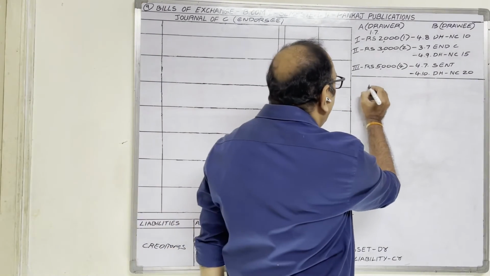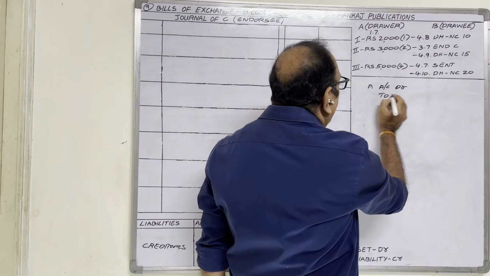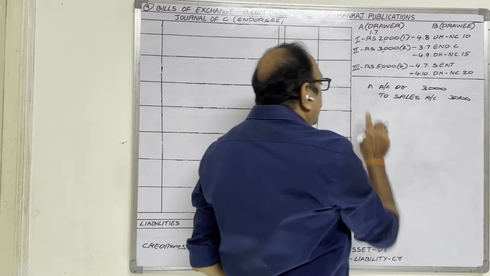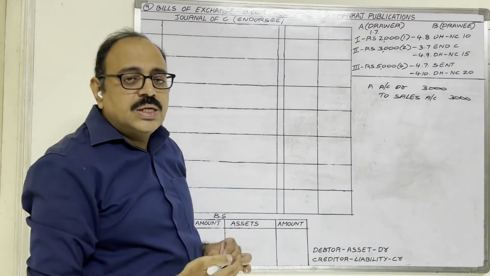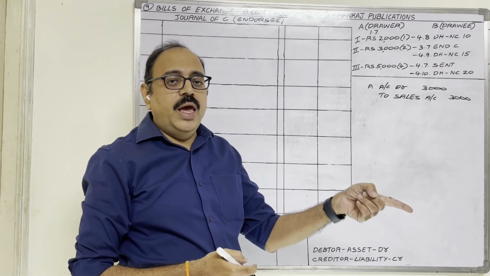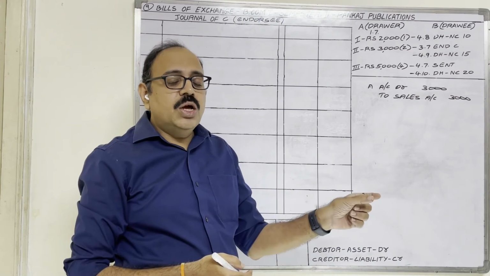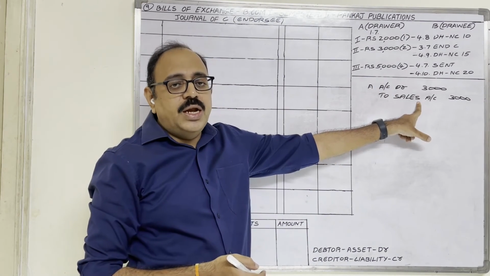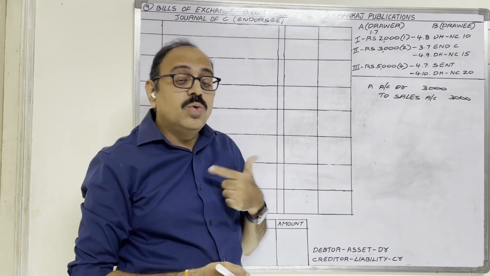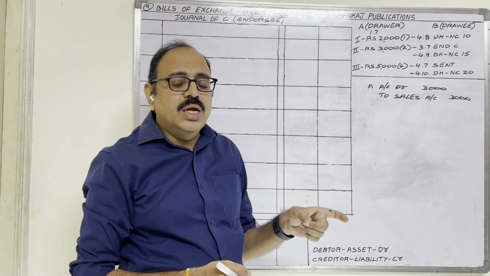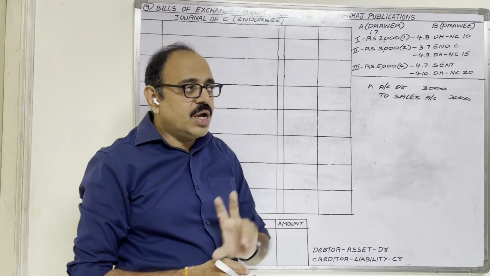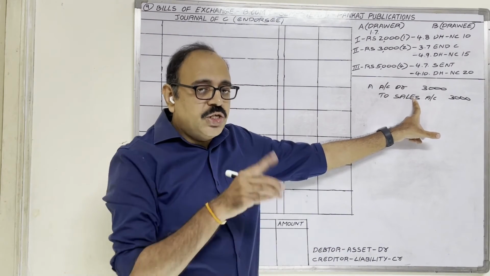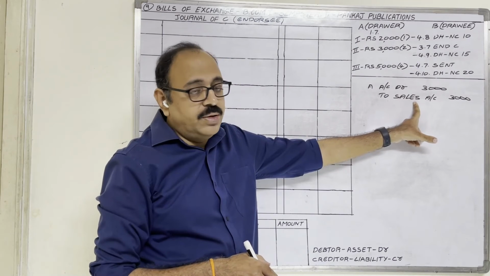Entry is A's account debtor to sales account. Amount, second bill amount, 3,000 rupees. A account is debited because C is giving goods to A. A is a receiver. So personal account rule, debit the receiver, credit the giver is applicable. Sales account is credited because from C goods are going. So goods account is a real account rule, debit what comes in, credit what goes out. Goods are going now, therefore we have to credit goods account. Instead of goods word, sales account we wrote.